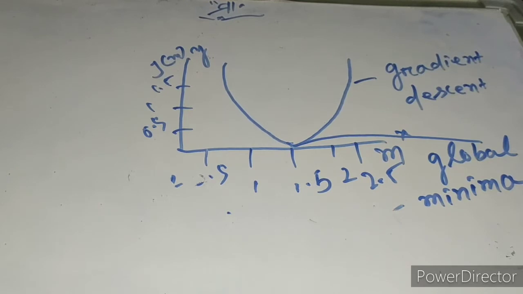Ultimately this parabola is formed when the graph is plotted between m and the cost function. The parabola is known as gradient descent, and the point which is extremely near to the x-axis is known as the global minima. That point is nothing but one m value, and that m value is required to form the best fit line.